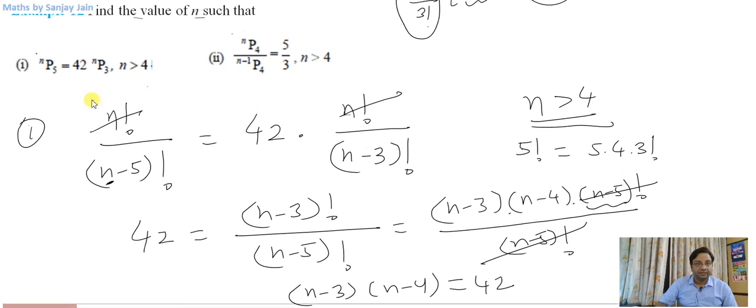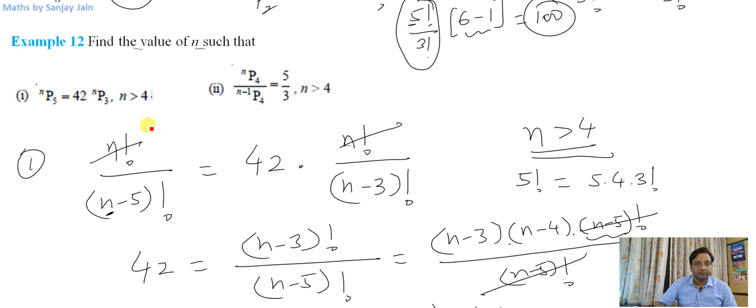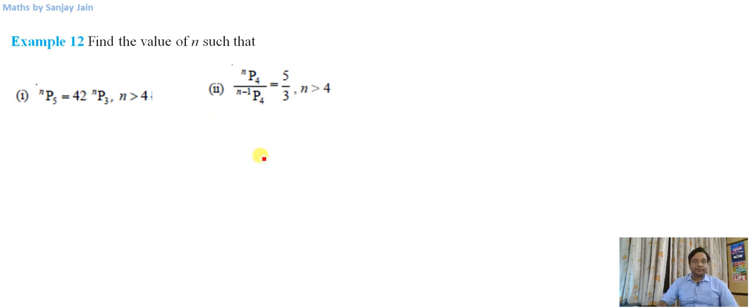Right? n has to be greater than 4 and we have got the value of n as 10. This was the first part. Let us look at the second one now. So this is the second part, nP4.